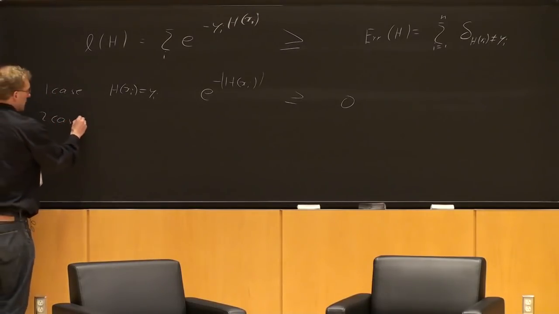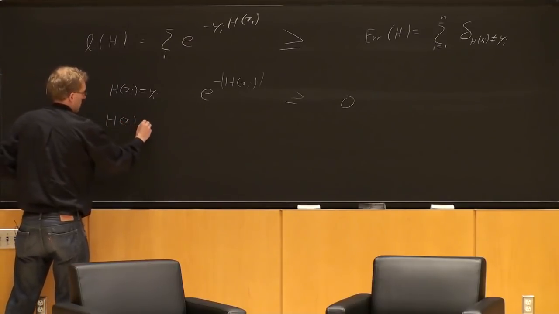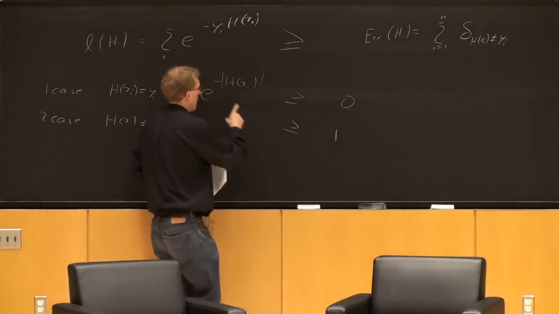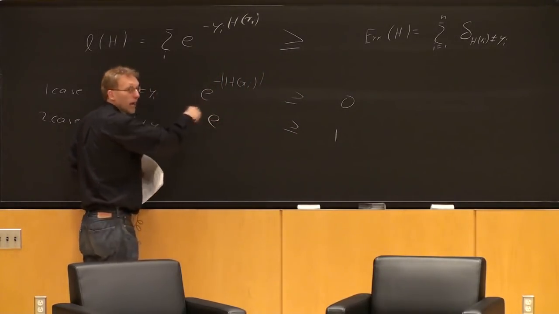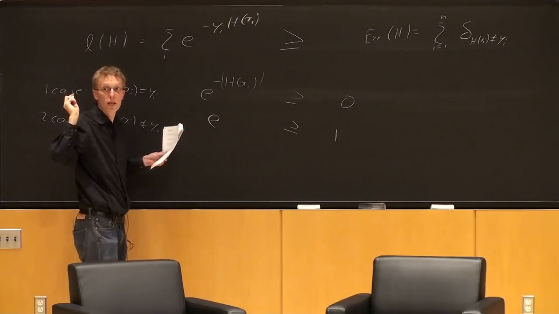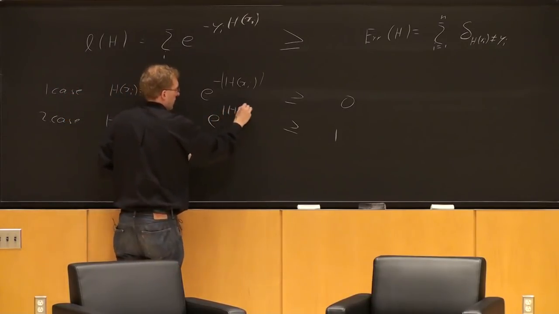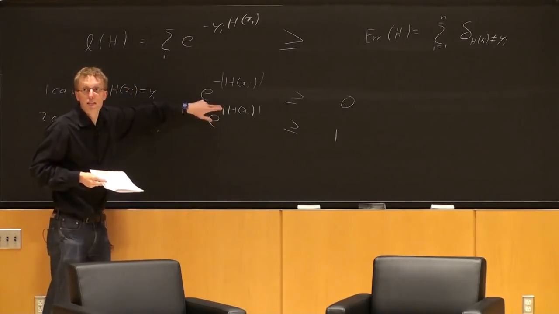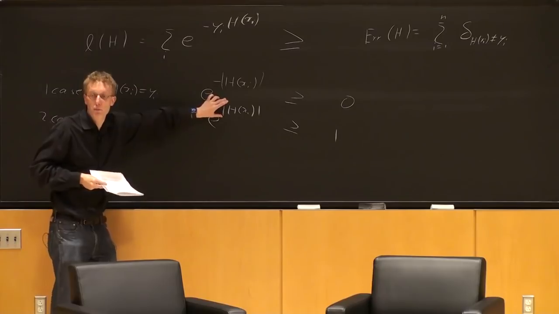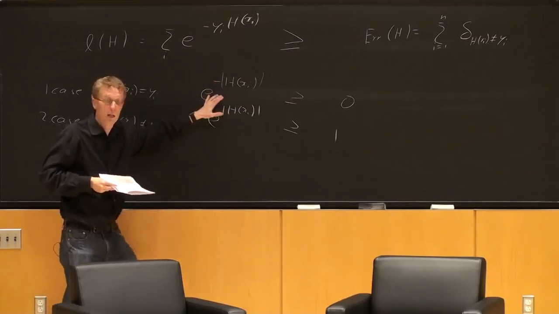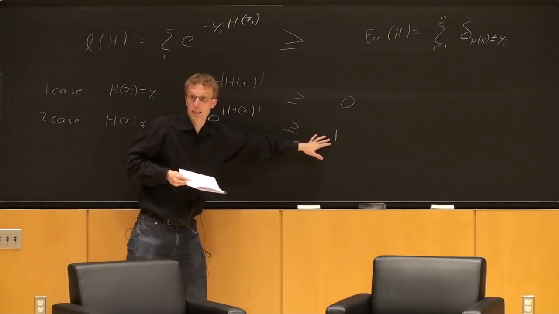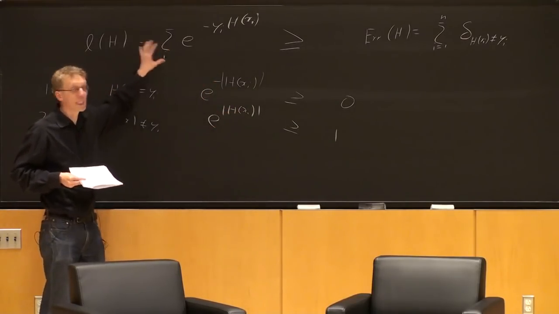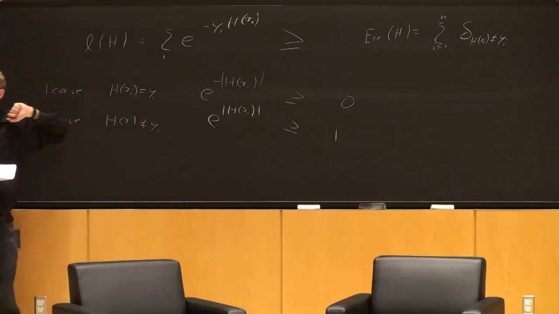Second case is h of xi does not equal yi. Well, in this case, this here equals 1. And this here equals e to the something positive. Right? Well, e to the 0 is 1. E to the anything positive must be greater than 1. Right? So again, the left-hand side is greater than the right-hand side. All right? So in every case, we are always greater than the right-hand side. So the loss is always greater or equal than the error.